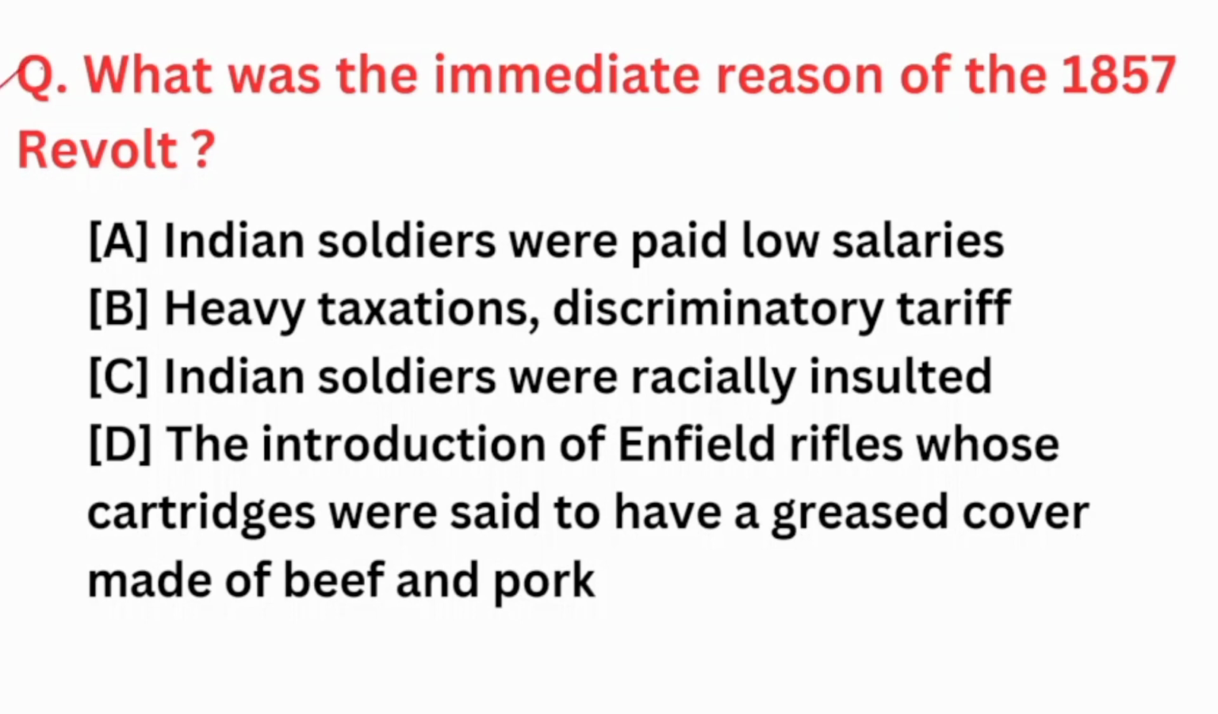So first question, what was the immediate reason of the 1857 revolt? Options are: Indian soldiers were paid low salaries, heavy taxations, discriminatory tariff, Indian soldiers were racially insulted, and option D, the introduction of Enfield rifles whose cartridges were said to have a greased cover made of beef and pork. And the correct answer is option D, the introduction of Enfield rifles.